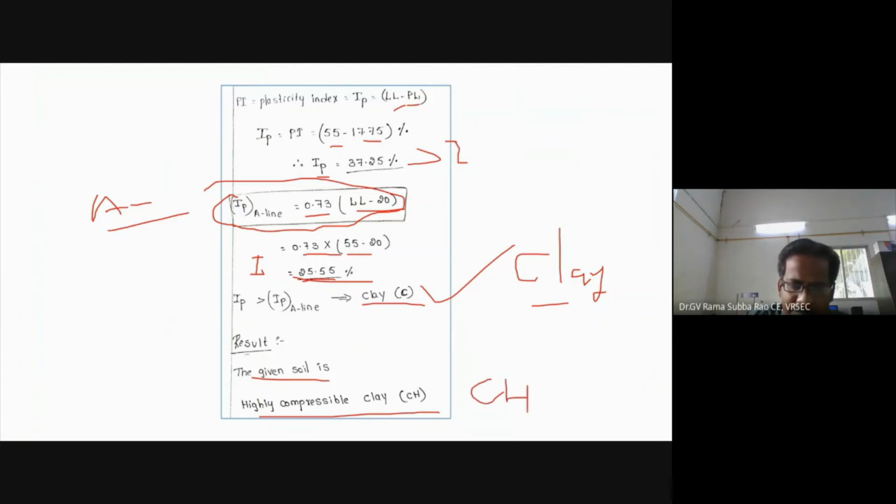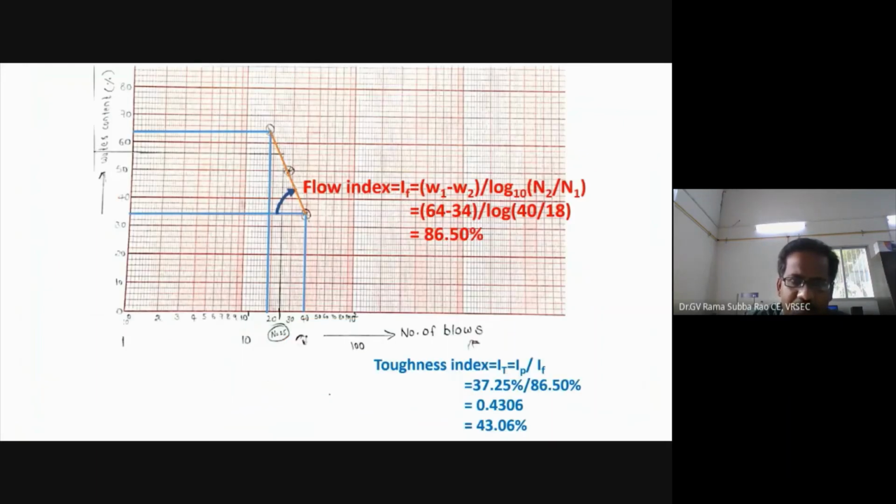Why am I telling highly compressible? Because liquid limit is greater than 50. Why am I telling clay? Because IP is greater than IPA line. You just see here, plasticity index is more than the IPA line given by Arthur Casagrande. If plasticity index is more than the IPA line, that is 0.73 into LL minus 20, then we can call it clay. Therefore, finally, the given soil is highly compressible clay.